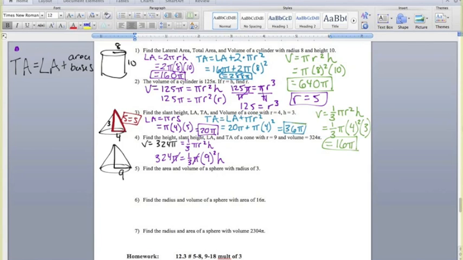How do I get rid of the 1/3? Multiply both sides by 3. So I get 324 times 3, which is more than I can handle in my head. So I get 972. Hopefully you got that right. is 81h. And divide that out by 81, and I get 12 for my height.